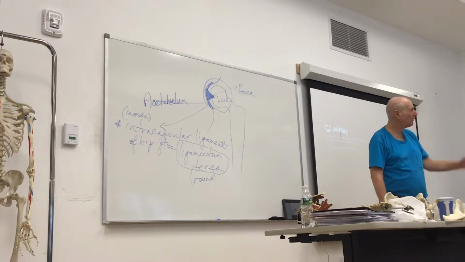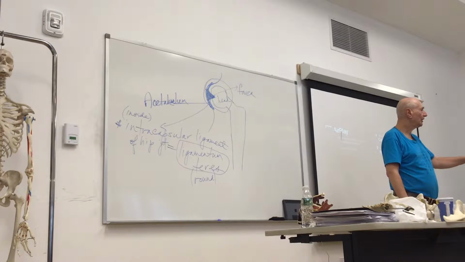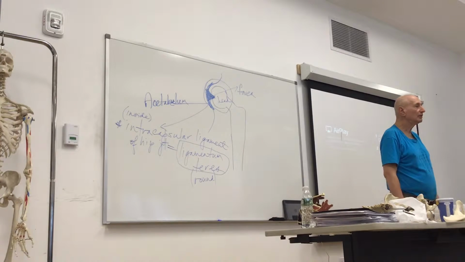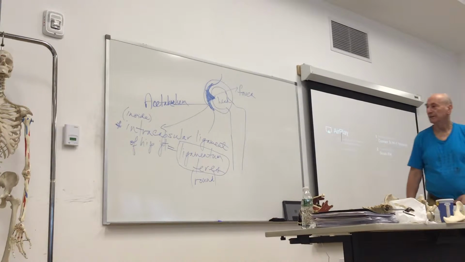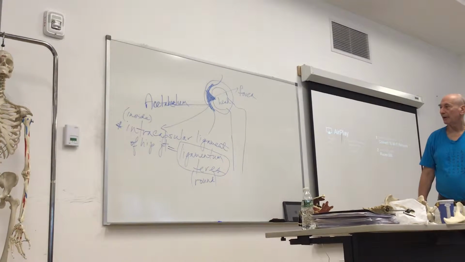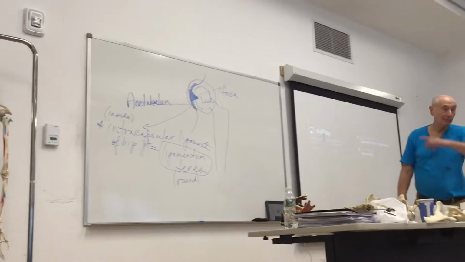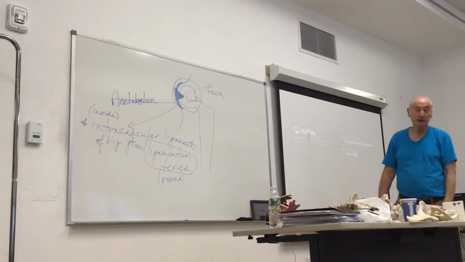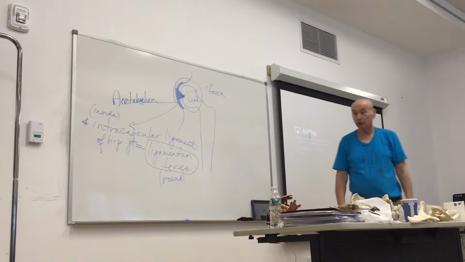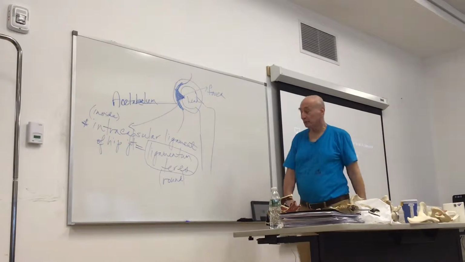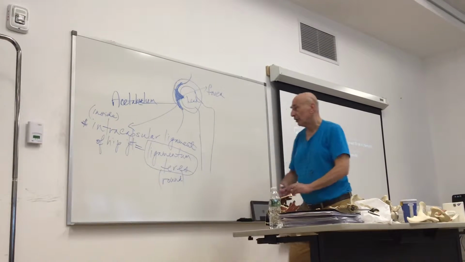Did you have this name in the course? Everyone had it, right? Yes. So ligamentum teres is the name of the intracapsular ligament of the hip joint. And I'll come back to what's intracapsular, what's extracapsular in a joint in general when we get there in a little bit.